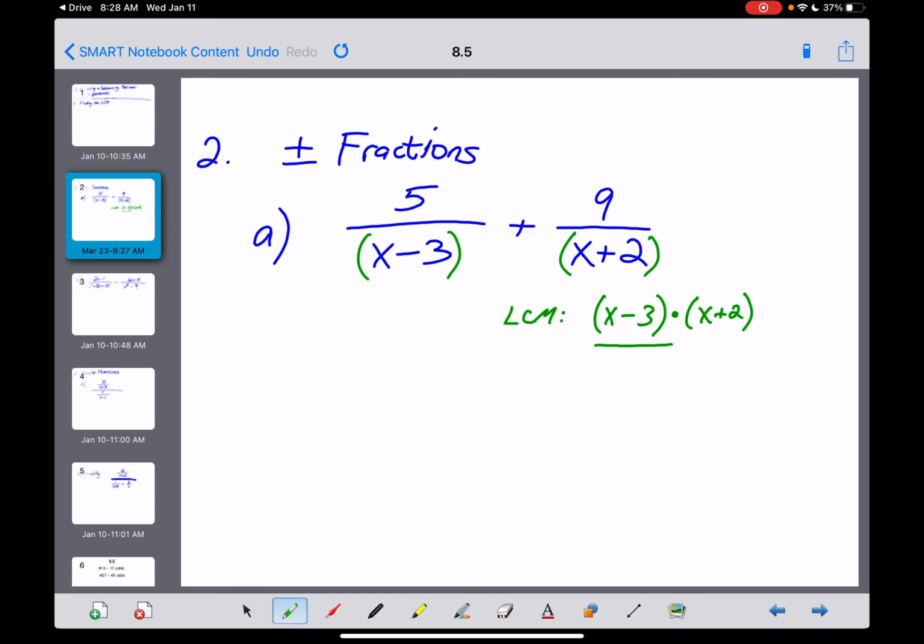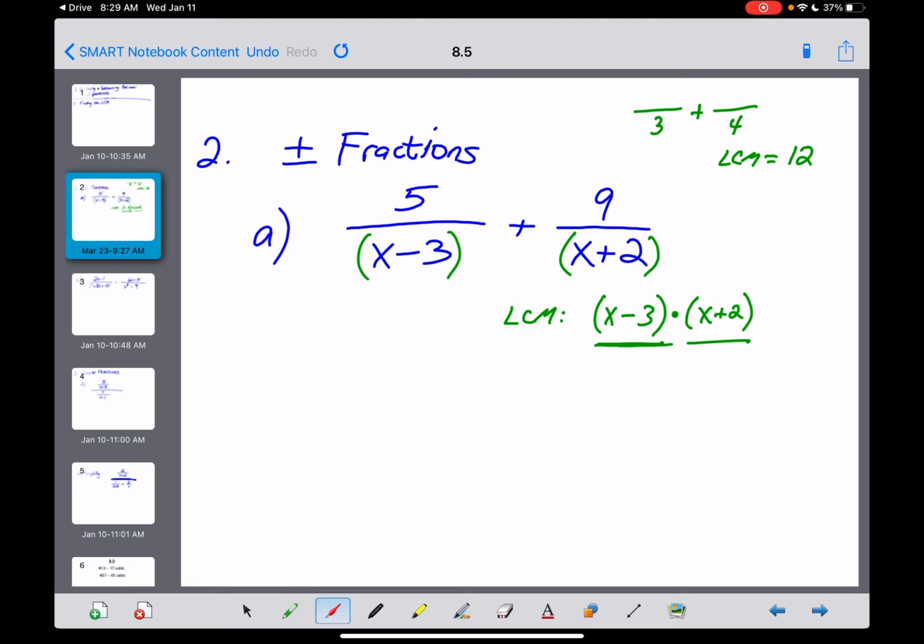In an example we did in the previous file, if you guys remember, it was something over 3 plus something over 4. I told you guys that you can always just multiply those two denominators together to get a common denominator. That's exactly what we've done right here. We've multiplied x minus 3 times x plus 2, and you don't even have to FOIL this out.